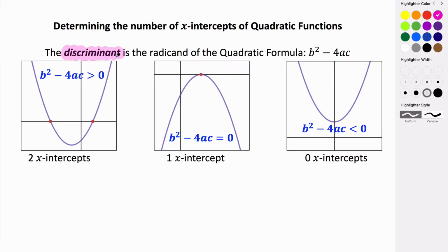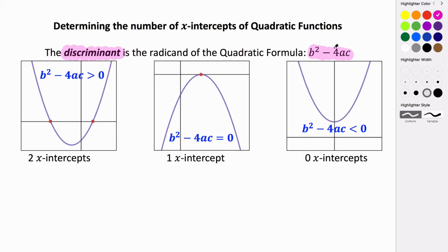Now the discriminant is this portion right here. It's the radicand of the quadratic formula. It's what's inside the square root in the quadratic formula, b squared minus 4ac. So the discriminant actually gives us quite a bit of information.